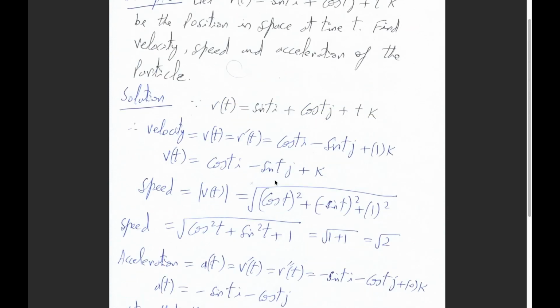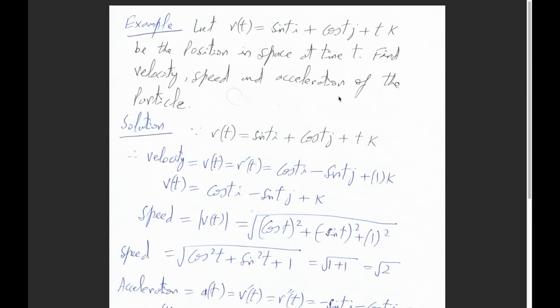I will repeat it one more time. If your position vector is given, to find velocity, what you need is the first derivative of all the components. The derivative of sin t was cos t, the derivative of cos t was minus sin t, the derivative of t was 1. We simplified, and we get the velocity vector. To find the speed, we take the square of the first component, the square of the second component, the square of the third component, and then we take the square root. We simplified, and we get the speed.